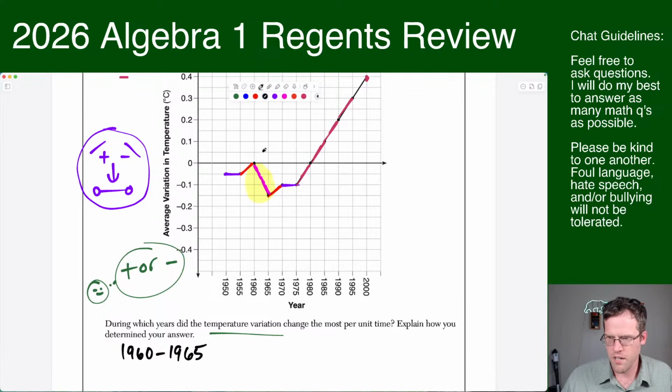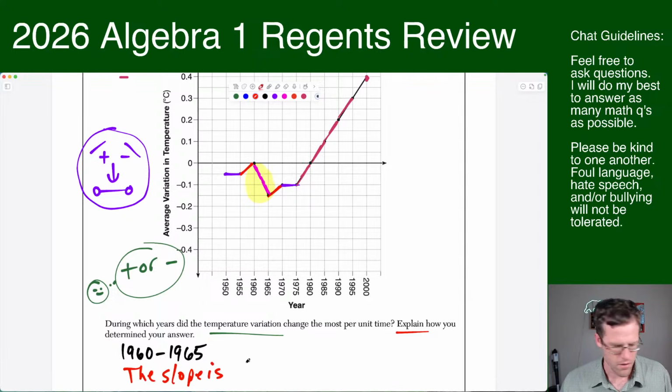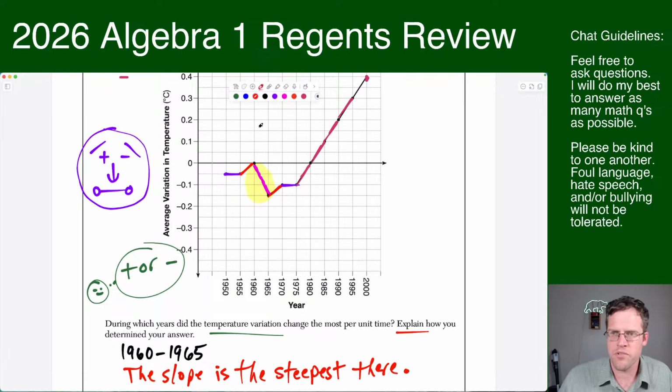And now explain. So I just have to write a simple sentence. I could just say the slope is the steepest. That means it rises or falls at the fastest rate. Okay, so it is the steepest there. If you want precision, then you could use the slope formula.